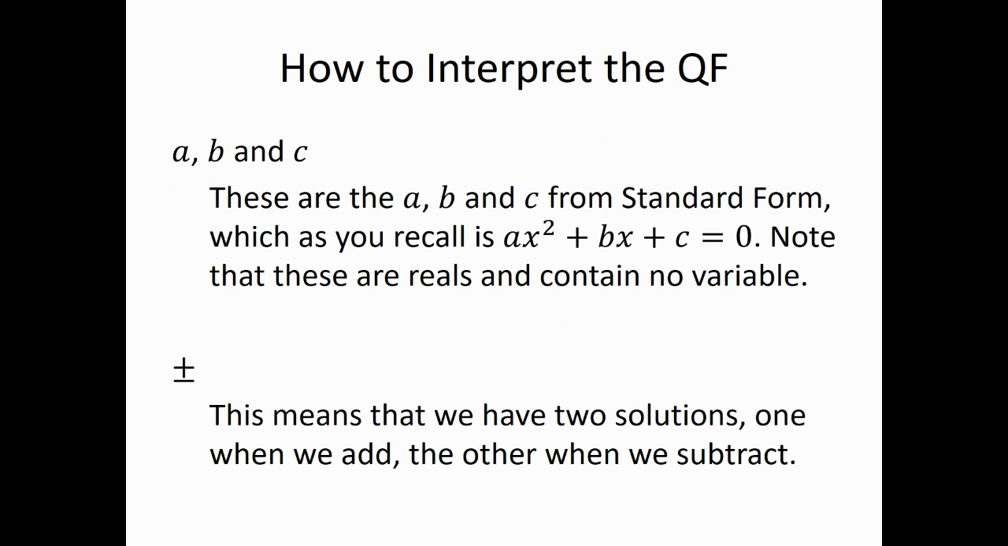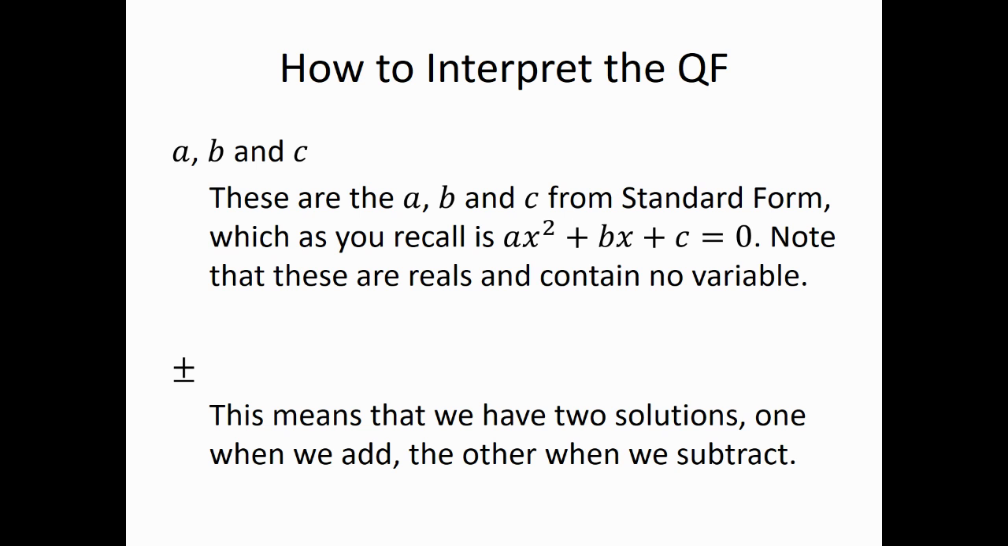Well, what does this mean? How do we interpret the quadratic formula? As for the a and the b and the c that are contained in it, those are the a and the b and c from standard form. That is ax squared plus bx plus c is equal to 0. Those are real numbers, okay? Those so-called coefficients, they're real numbers. They don't contain a variable. So when you plug into the quadratic formula, you don't plug a variable in, so don't do that.